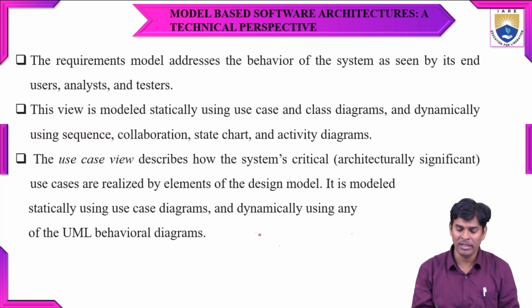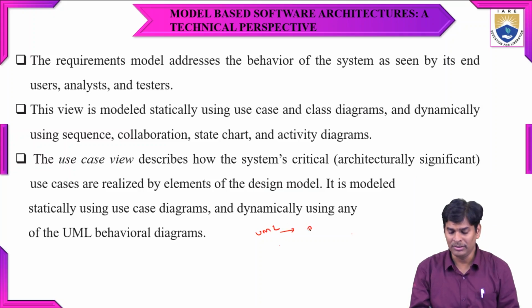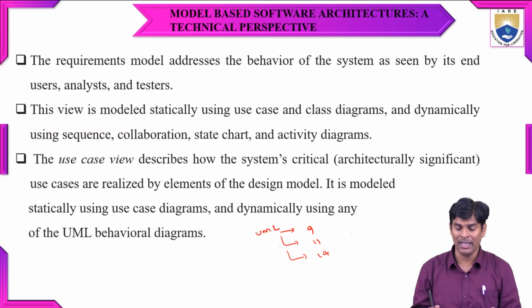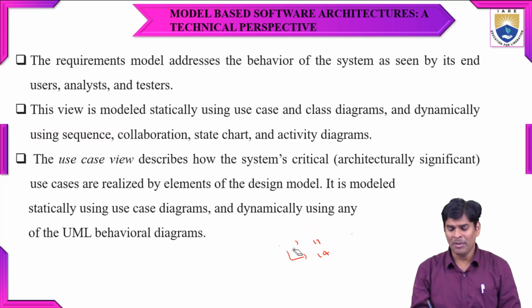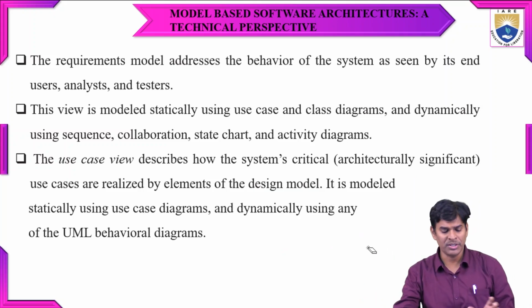So in UML, in the old version, we had 9 diagrams. Later it changed to 11, and now as per the new version, UML consists of 40 diagrams. Okay, so sometimes collaborations can be used for the dynamic purpose.